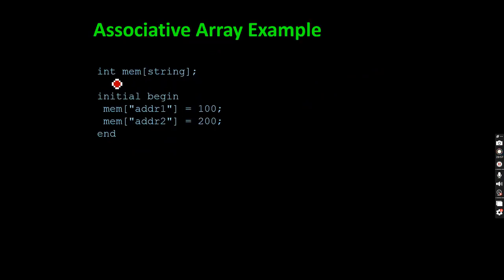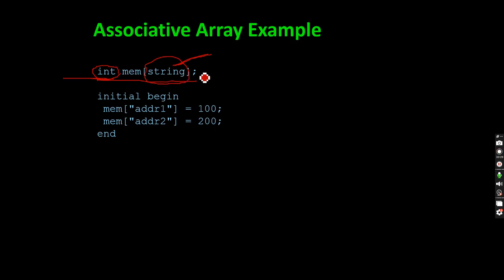See, this is the declaration of an associative array. This is the data type which we want to store in that associative array, and this is the index. It can be any type. It can be string data type. It can be bit data type. Here you can have bit also. You can have byte also. If you use bit, it means there are only two locations, 0 and 1. If you use byte, we can have locations 0 to 255, and in each location we can store int data type.